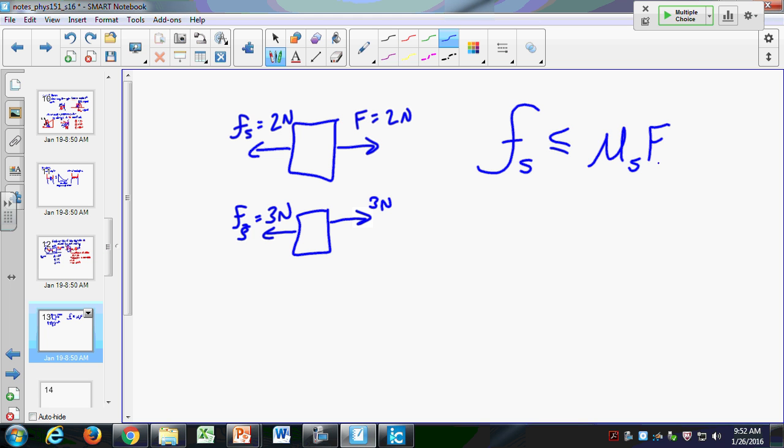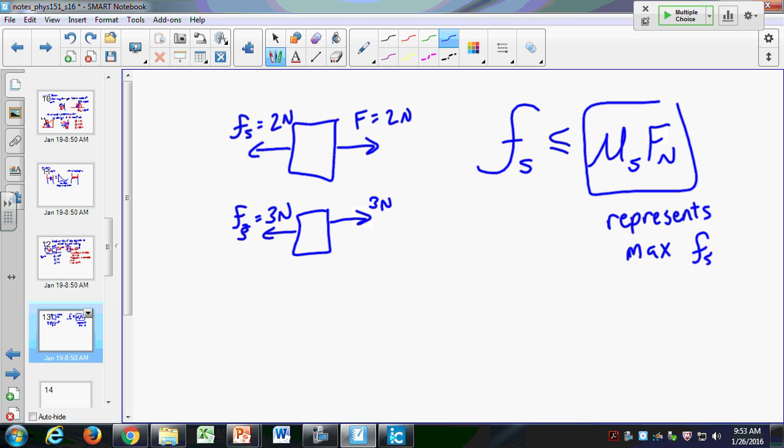There is some maximum static frictional force between two surfaces. That maximum is equal to this. The static frictional force is always going to be less than or equal to that maximum. If ever you exceed that maximum, the object is going to move, because then your frictional force isn't enough to hold it in place. So this represents the maximum static frictional force. Okay?